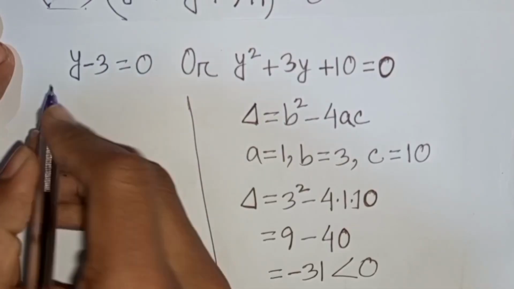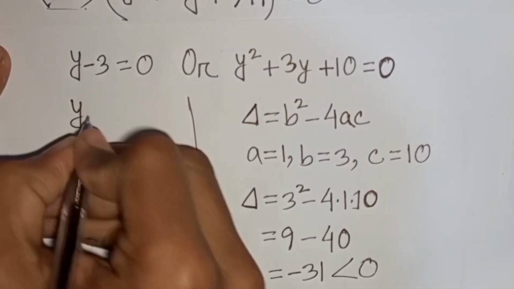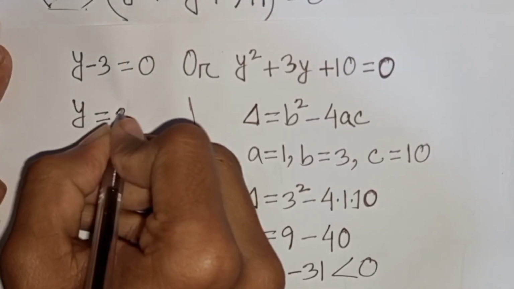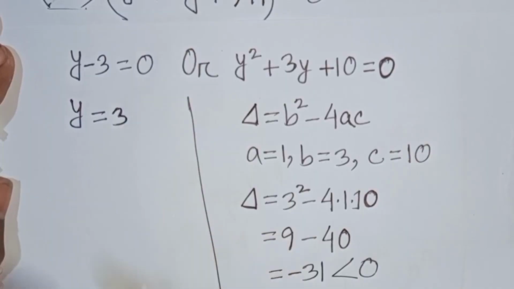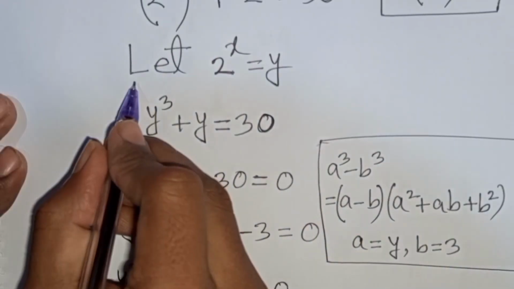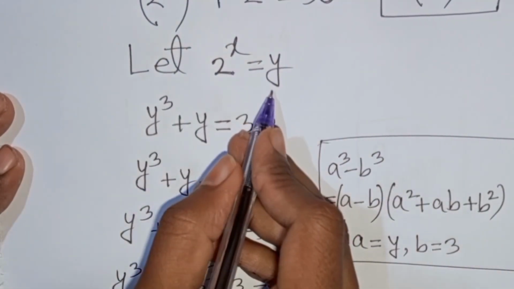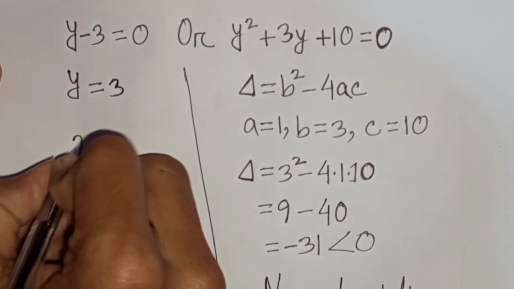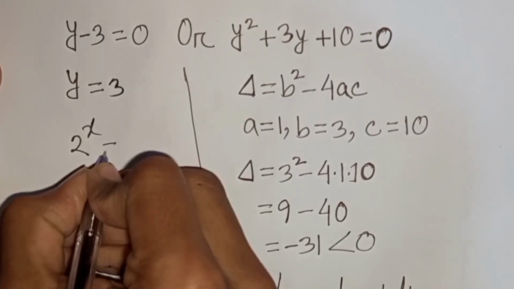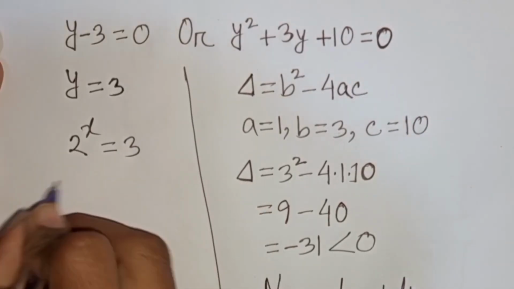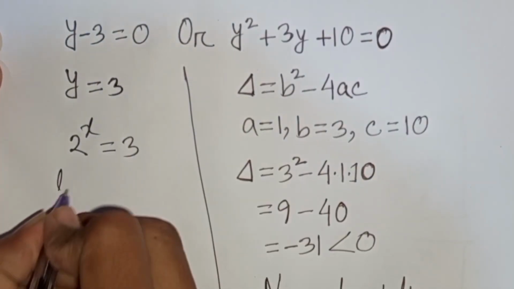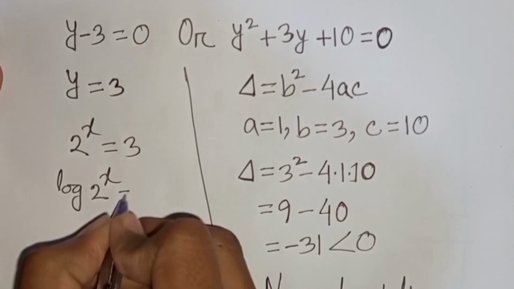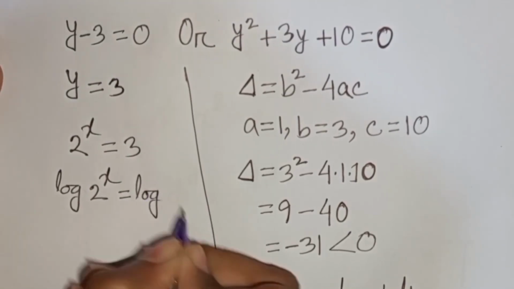Now from here y is equal to this, minus 3 taken to the right side, so this will be plus 3. Now we see y is equal to 3, but remember that we let 2 power x be substituted by y. So y, that means 2 power x. So 2 power x is equal to 3. Now we take log on both sides. You can write here log of 2 power x is equal to log of 3.